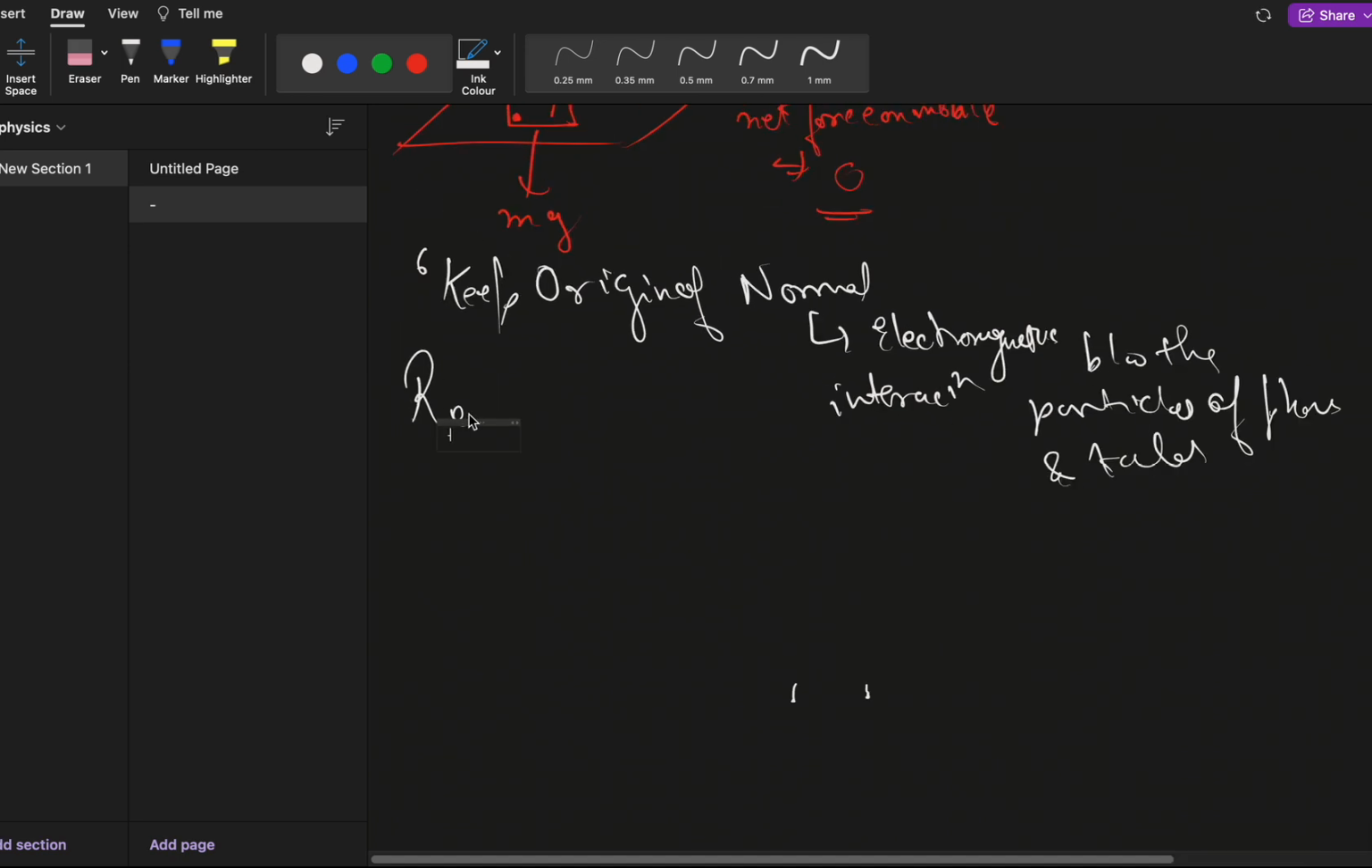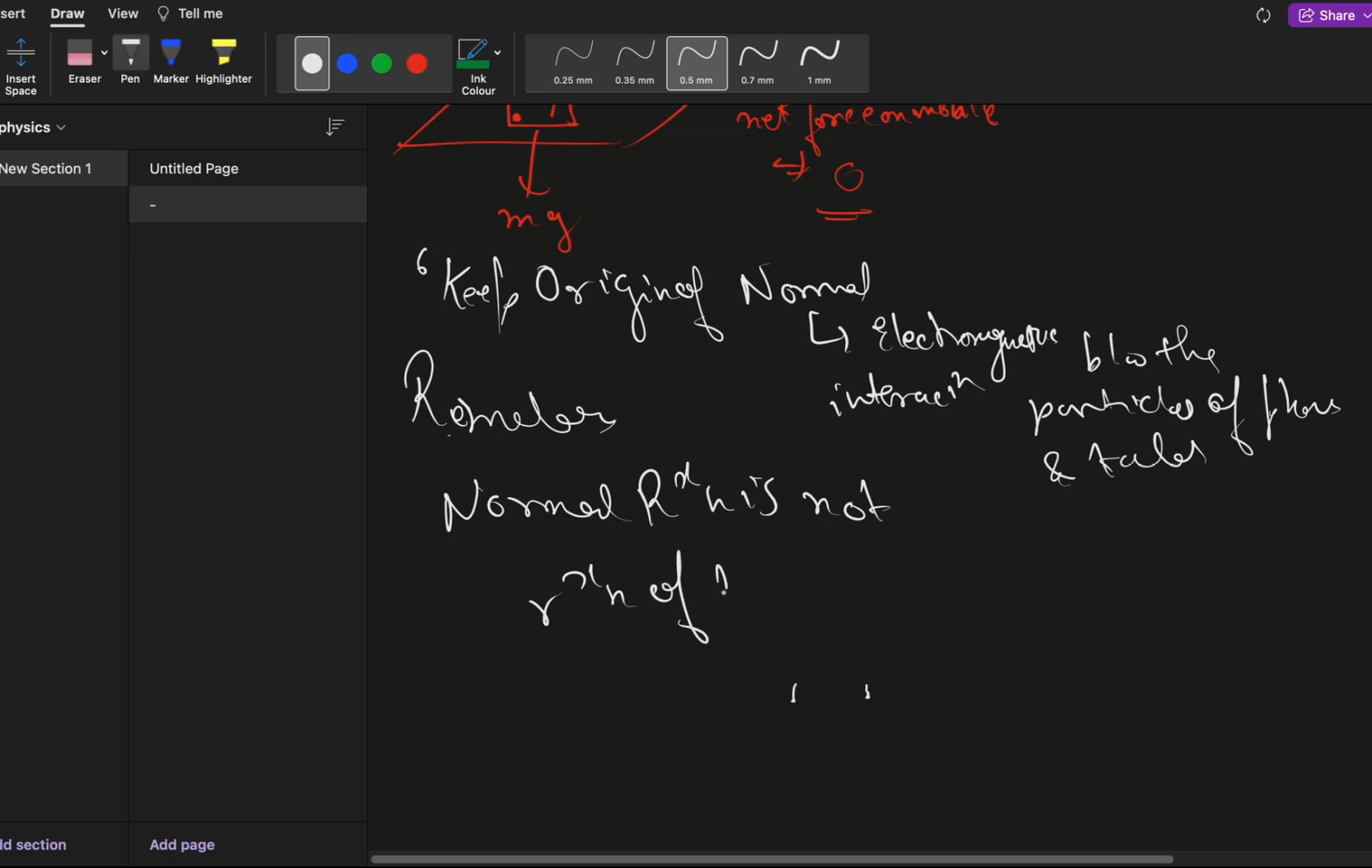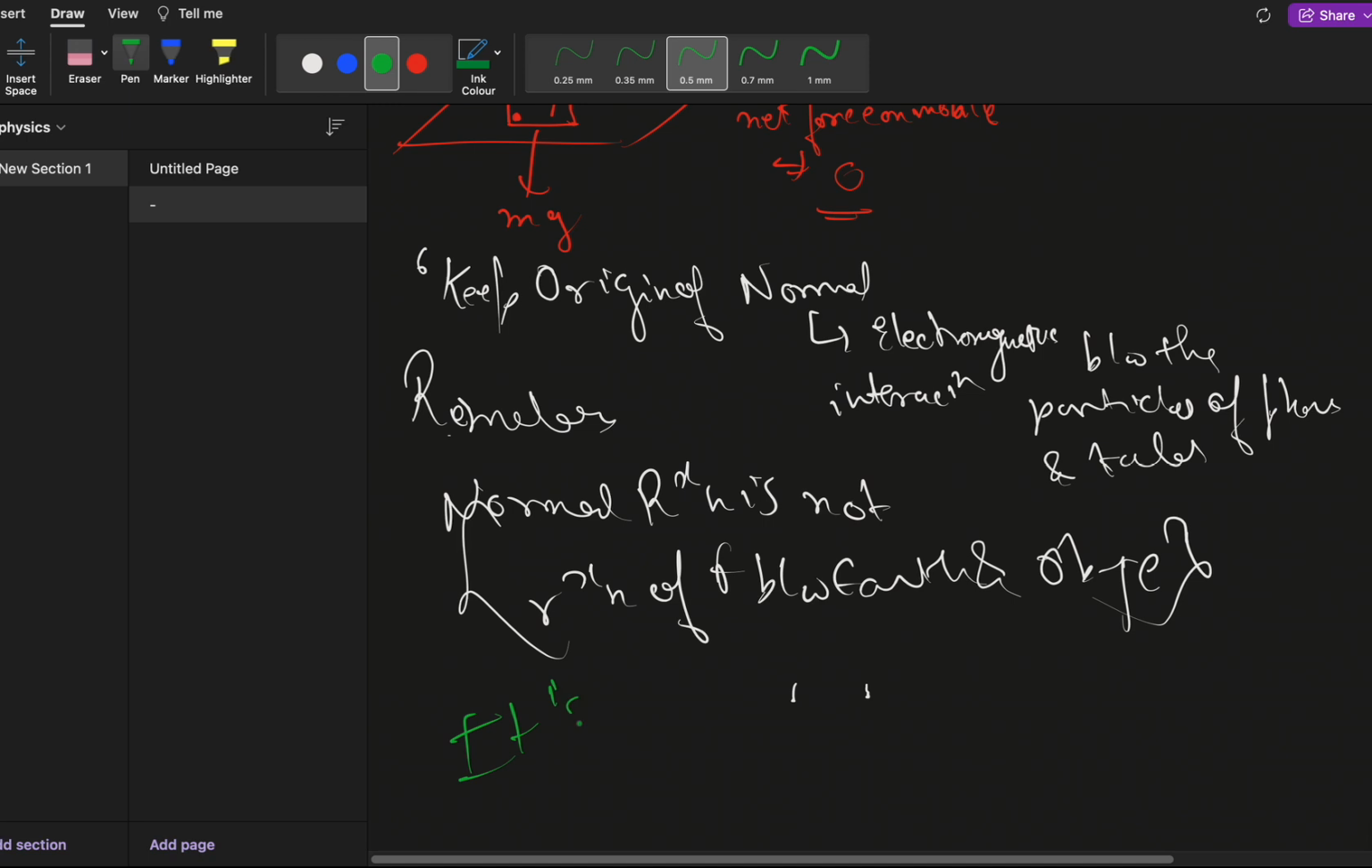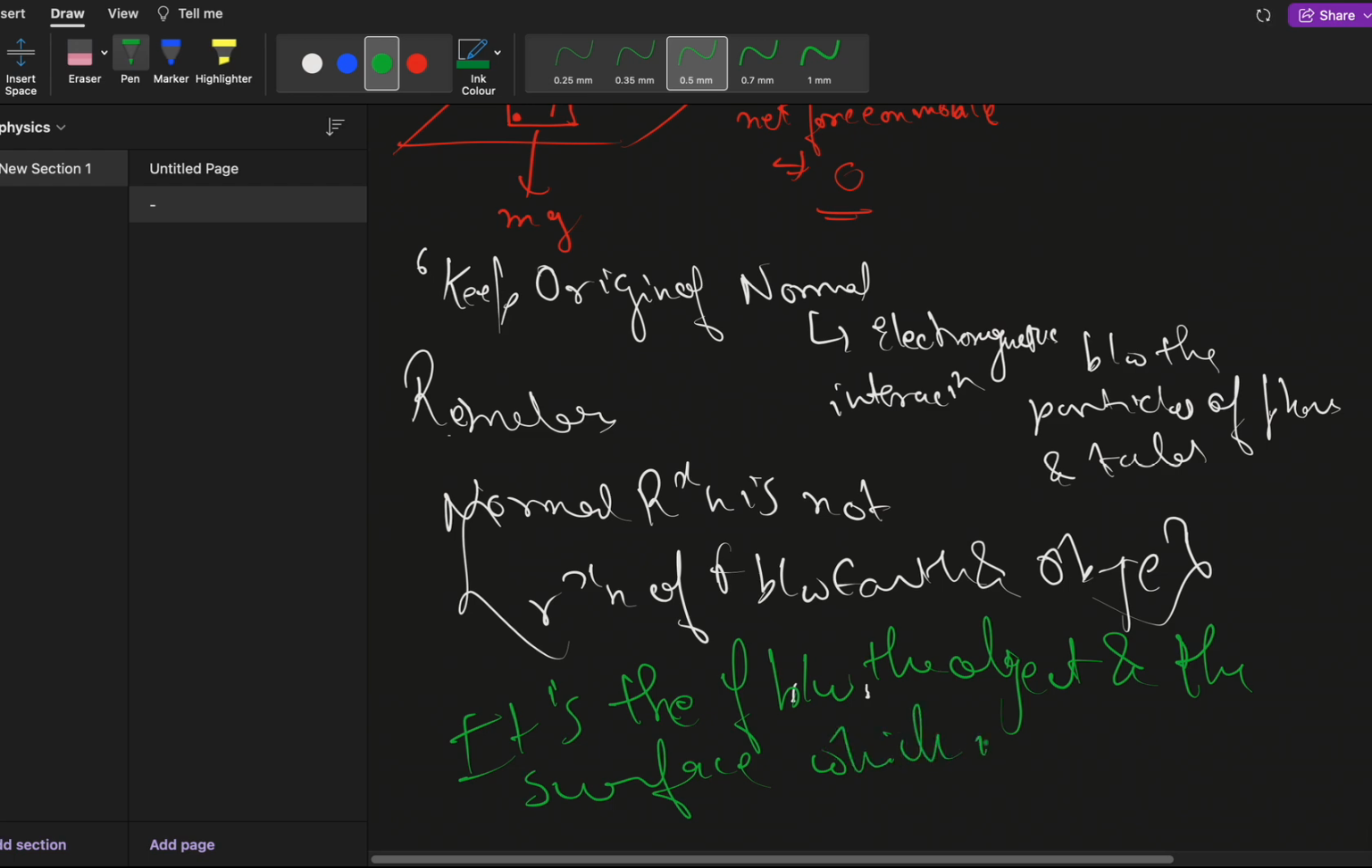Remember that the normal reaction is not the reaction of the force between the earth and the object. It is between the object and the surface which it touches. So for today, these are the only things we will be discussing.